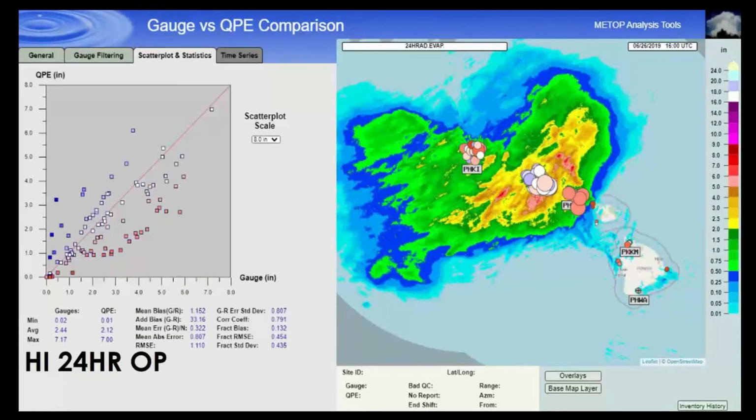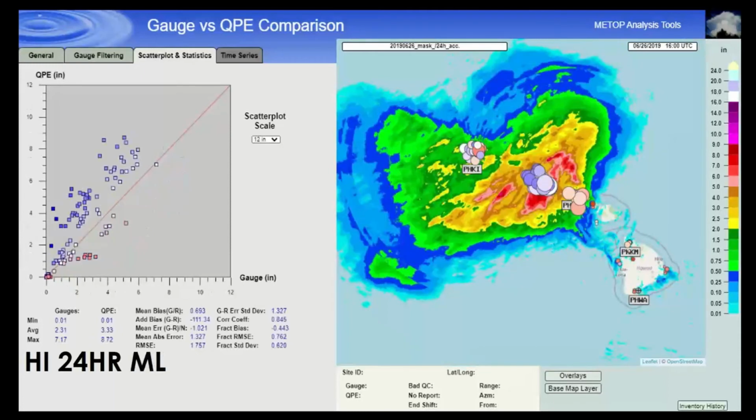And if we move to the island of Hawaii, in general, there's not going to be as many gauges available because of just in general the size of Hawaii. However, we can get a general idea as to the performance of the machine learning model compared to the physically based model. So if we have this as the physically based model, again, we start to see a little bit more improvement in terms of the QPEs, in terms of at least overestimates here.